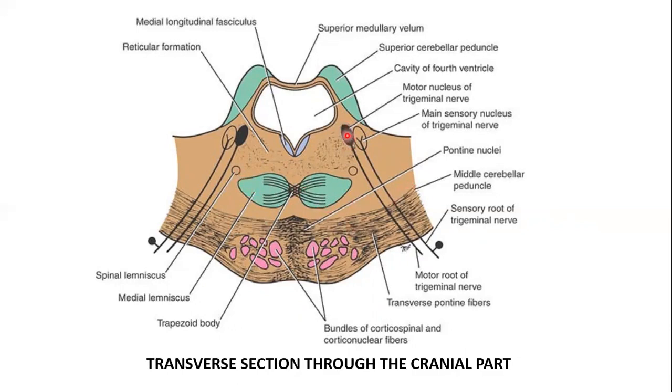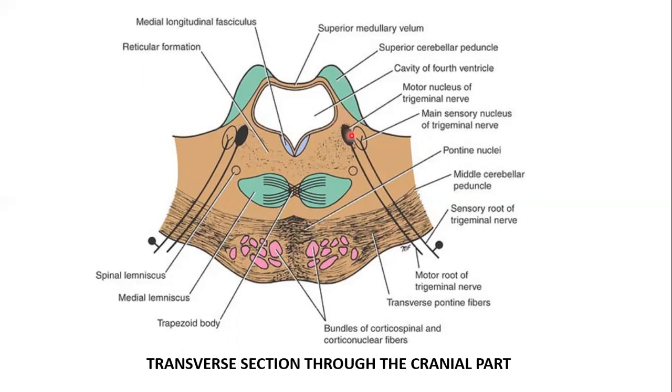This is very important. This is the motor nucleus of the trigeminal nerve. It's embedded in this reticular formation. This is the efferent nerve, the motor root of the trigeminal nerve, going into the substance of the pons, and they are emerging anteriorly. And this is the sensory root of the trigeminal nerve, and this is the main sensory nucleus of the trigeminal nerve. And you see even here is present the mesencephalic nucleus of the trigeminal nerve, not shown.